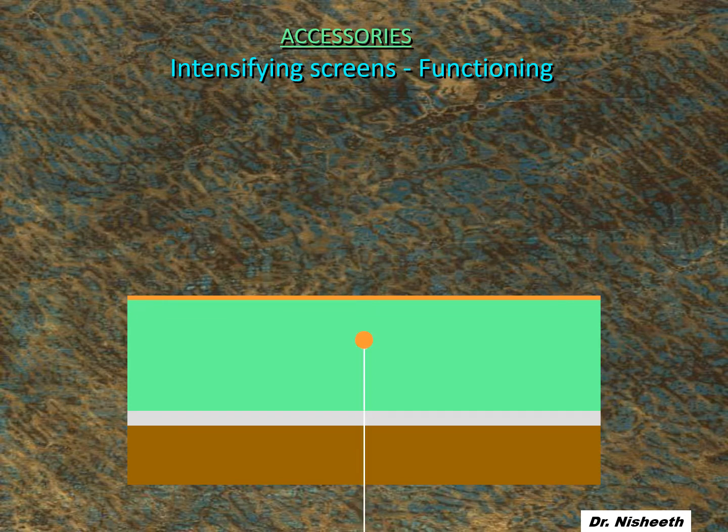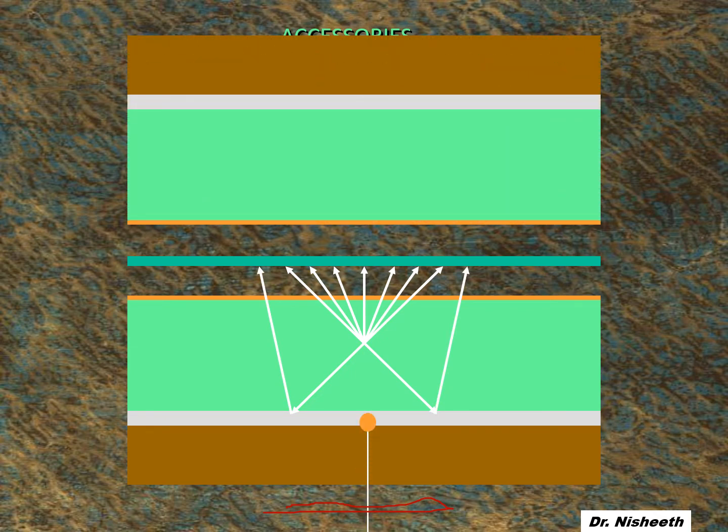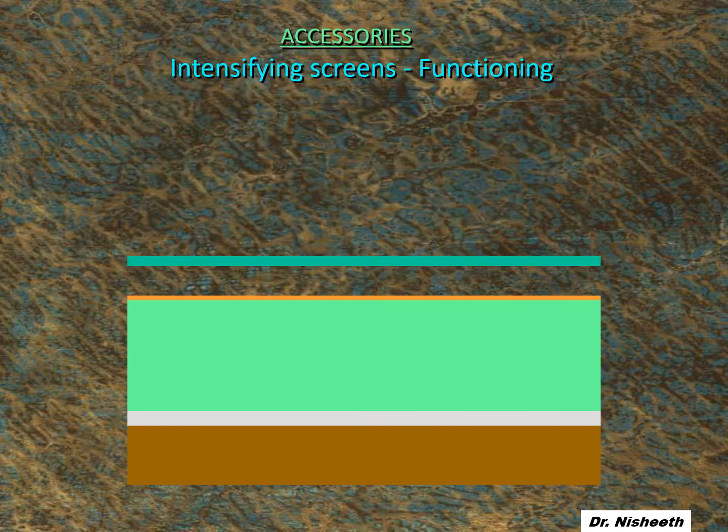Let's see the function. From here the film is kept. Here the patient was there. Suppose this was the patient and the X-ray came here and hit it. What happens to this X-ray? It gets converted to multiple light photons. I already showed you this picture. And here the film is kept. That film gets exposed, and these lights again get reflected back and hit the film. The same thing is happening on the other side also. On both sides the film gets exposed.